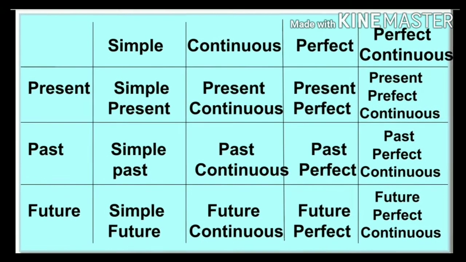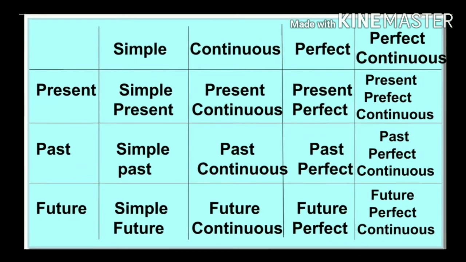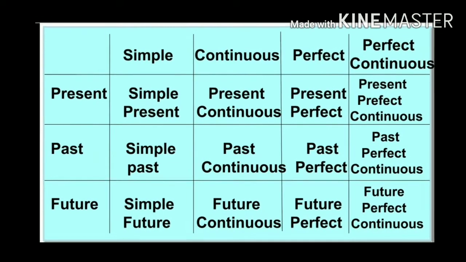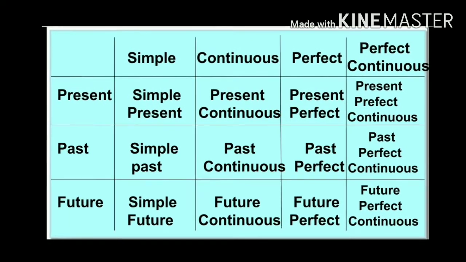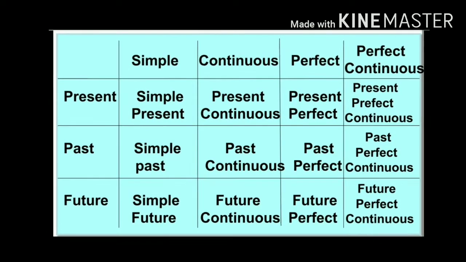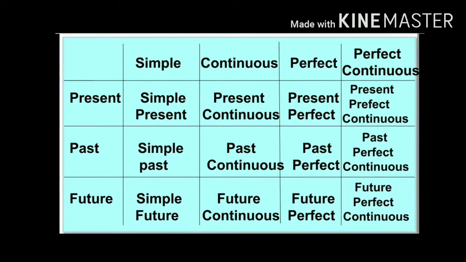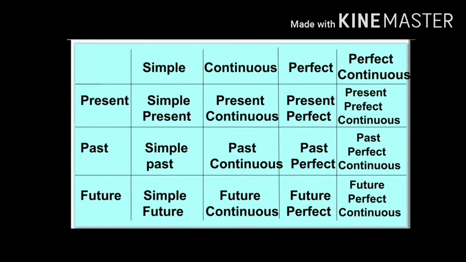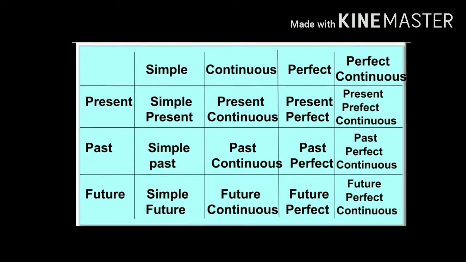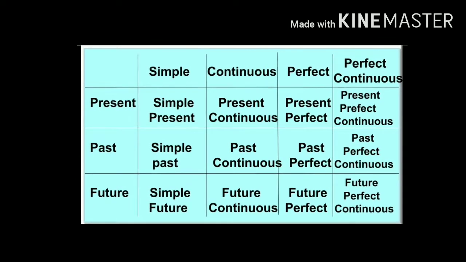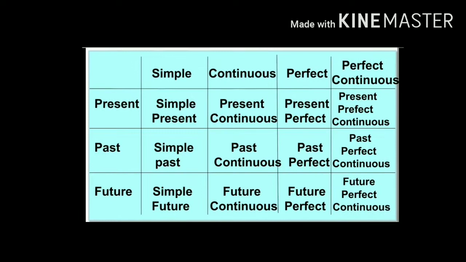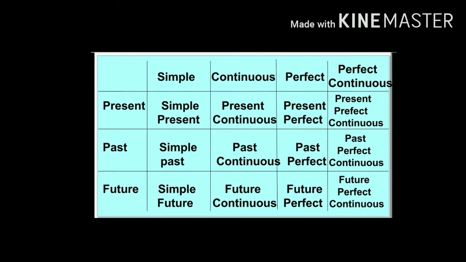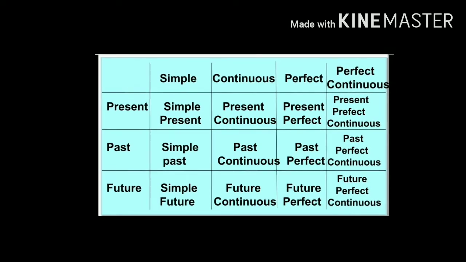In the present, we have simple present tense, present continuous tense, present perfect tense, present perfect continuous tense. In the past, simple past tense, past continuous tense, past perfect tense, past perfect continuous tense. In the future, we have simple future tense, future continuous tense, future perfect tense, and future perfect continuous tense.